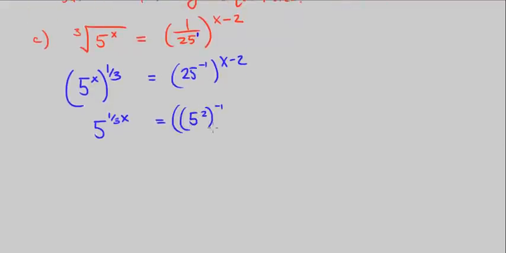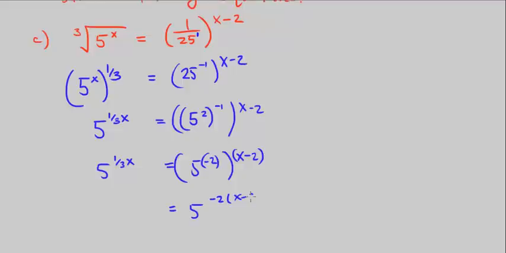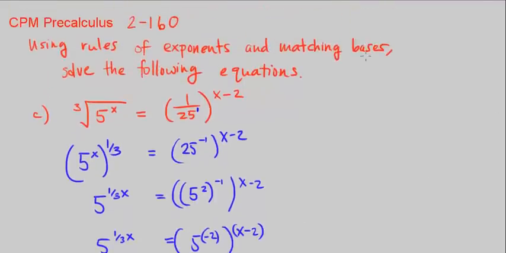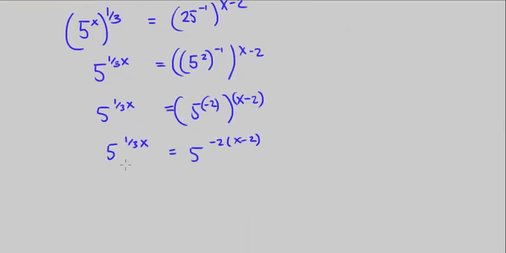5 squared to the power of -1 to the power of x minus 2. Now I just multiply all these because this is 5 to the power of -2 to the power of x minus 2, right? We still have 5 to the 1/3 x power here. -2 here we want to multiply until we get 5 to the power of -2 times x minus 2 equals to 5 to the power of 1/3 x. Finally, we have what they said, matching bases. So we can go ahead and say the exponents are equal. 1/3 x equals to -2 times x minus 2. Algebra to finish this off.